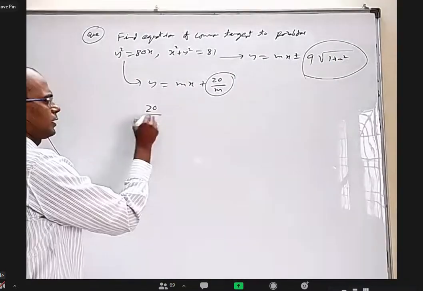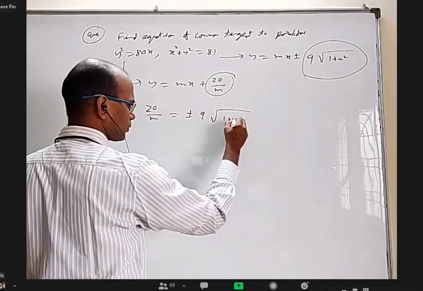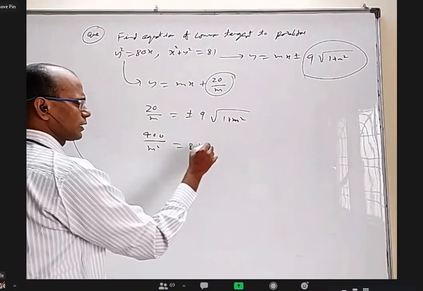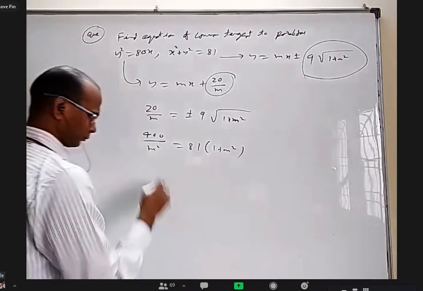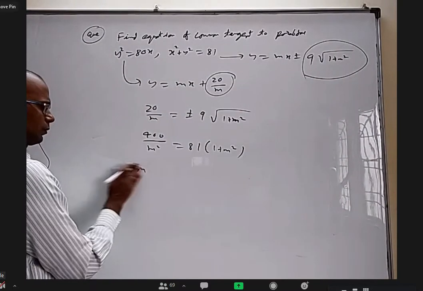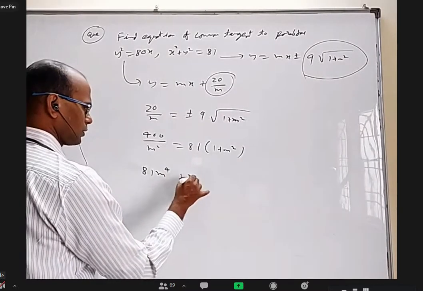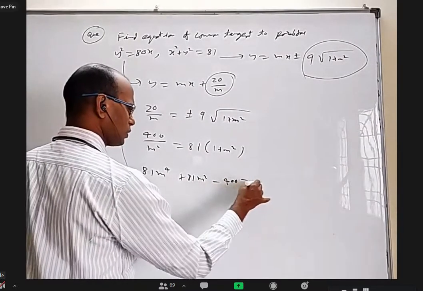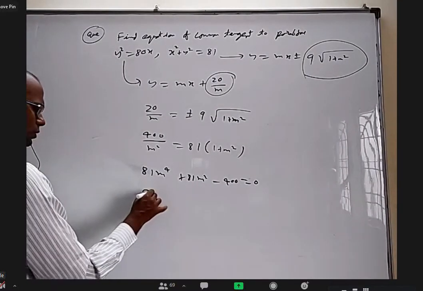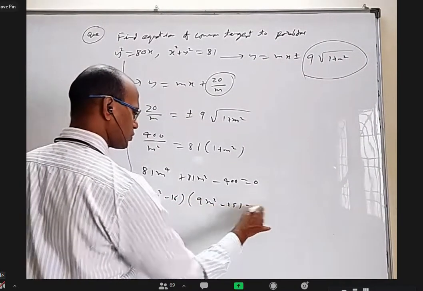So 20 by m is equal to plus or minus 9 into root over 1 plus m square. If I square it, 400 by m square is equal to 81 into 1 plus m square. We will get 81 m power 4 plus 81 m square minus 400 equal to 0. This is 9m square minus 16 into 9m square plus 25 equal to 0.